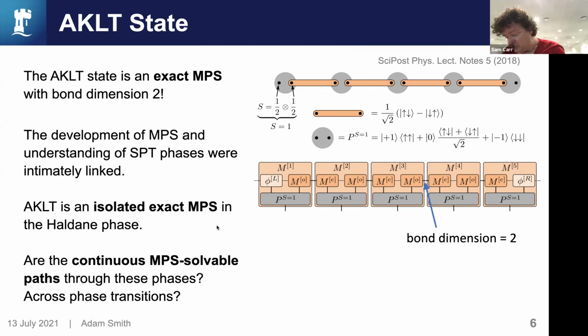Now, the AKLT MPS is exact, but it's typically thought of as an isolated exact MPS. So it's a special toy state which is in this SPT phase, in this Haldane phase. One question that you might think of, or at least in hindsight for us, is are there continuous MPS solvable paths? So rather than just isolated points, are there continuous paths that go through the phase or even across phase transitions into different phases? And as you'll probably have guessed, the answer is yes to both of those.